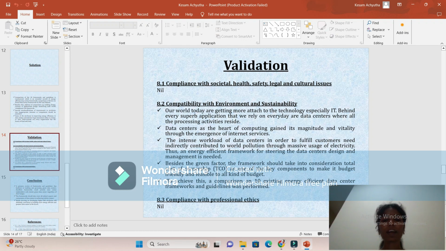And besides the green factor, the framework should take into consideration the total cost of ownership. One of the key components is to make it budget friendly and feasible for all kinds of budget. To achieve this, the comprehension of 10 existing energy efficient data center frameworks and guidelines was preferred. Compliance with professional ethics is nil.